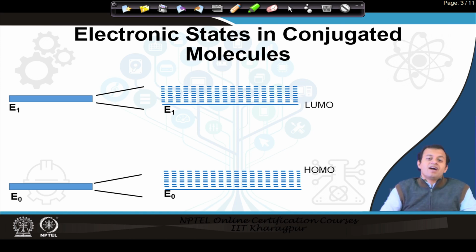Why? Because then it will violate the Pauli's exclusion principle. Remember, we cannot have one single orbital for these n number of electrons moving around. You have to have some amount of difference.